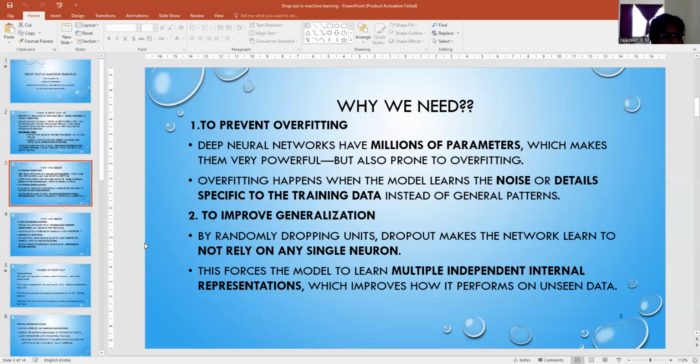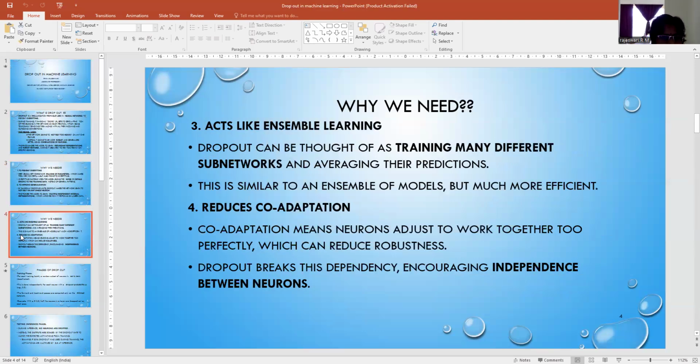So why do we need dropout? It acts like ensemble learning. We already know about ensemble learning from the third unit, which includes bagging, boosting, and stacking. It also reduces co-adaptation, in which neurons work together too perfectly, which can reduce robustness. These are some essential characteristics of dropout that we need.